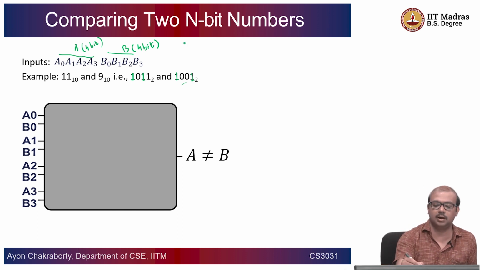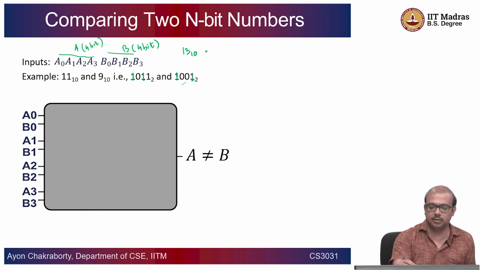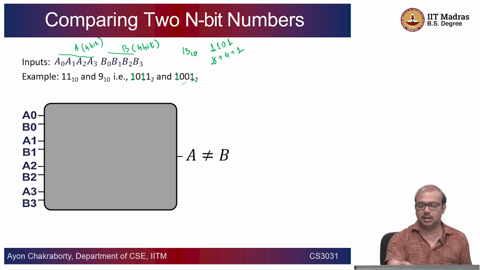Suppose I ask you to do it for 13. You know 8 plus 5 is 13. So, 8 is there and 5 is again 4 plus 1. 4 is 1 followed by 2 zeros, and instead of the last zero you have one more 1. So, 8 plus 4 plus 1, that is 13.